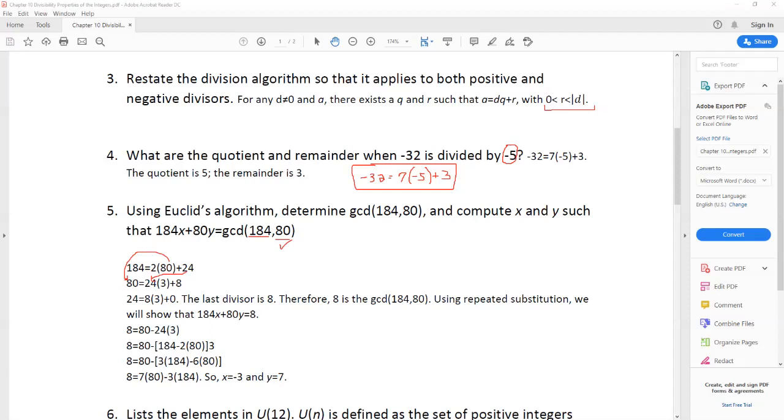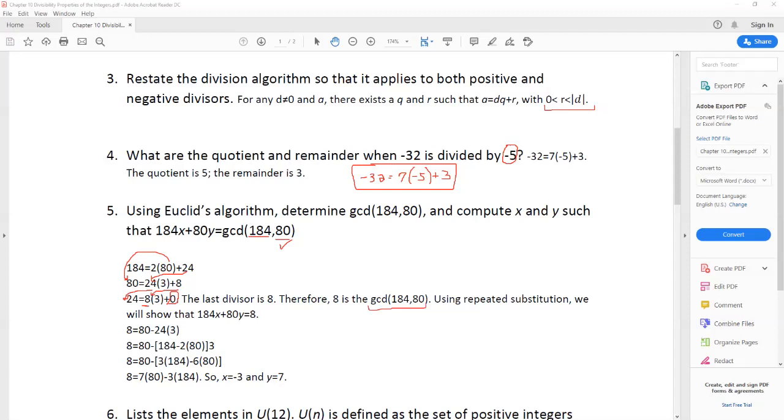On the next line, the 24 goes to the far left, the remainder of 8 moves up, and then I express 24 as 8 sets of 3 plus 0. Once we get to a remainder of 0, then the last divisor would be 8. Since the last divisor is 8, 8 is the GCD of 184 and 80. Why would it be the case?